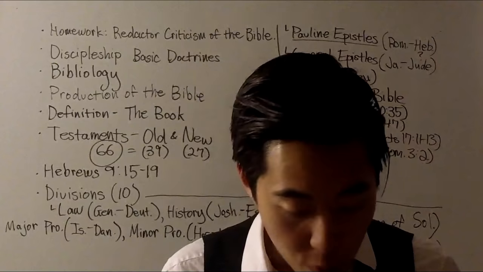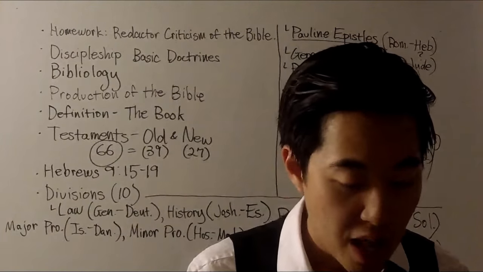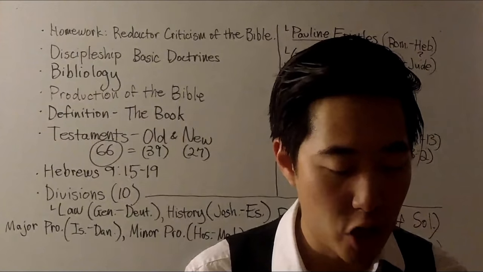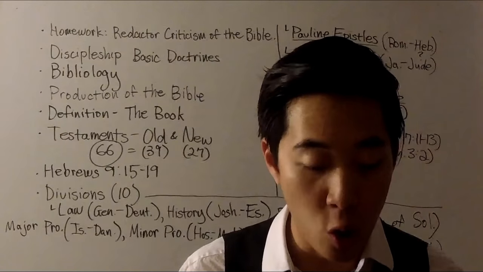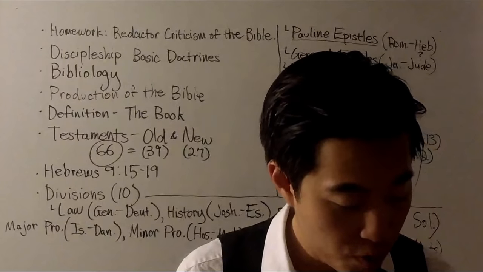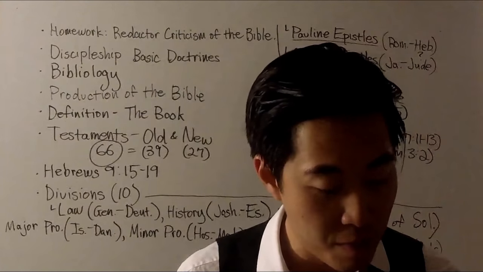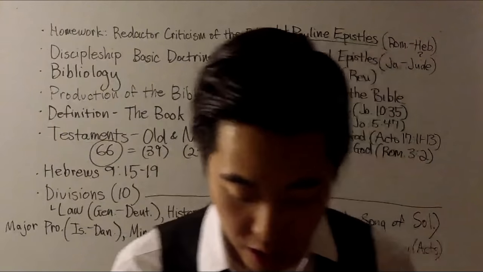The other one is Romans chapter 3, verse 2. And that's perhaps the least mentioned. Maybe this is the only verse in your whole Bible that refers to the Bible as oracle. Romans 3:2 says, "Much every way: chiefly, because that unto them were committed the oracles of God."